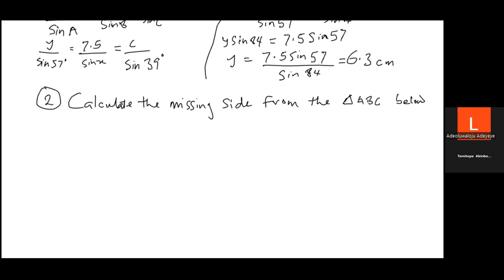So here is the triangle A, B, C. This side is 8.4 centimeter. This is 6.5 centimeter. And this angle here is given to be 20 degrees. Write that quickly. Draw the diagram. Then we'll now see the solution.